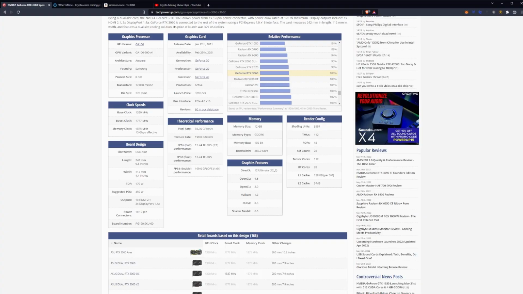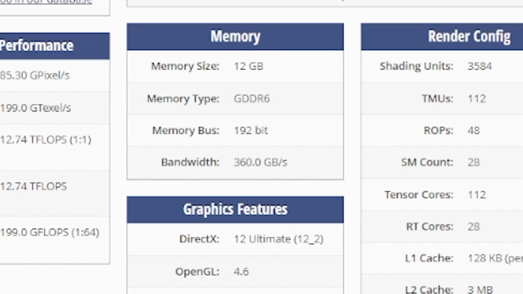That being said, let's go ahead and look at the memory specifications for this particular GPU. As always with Ethereum and Ethereum Classic, as well as pretty much any memory intensive algorithm, what we're really looking at is the memory. The RTX 3060 has 12 gigabytes of GDDR6 across a 192-bit bus, giving us a total bandwidth of 360 gigabytes per second.